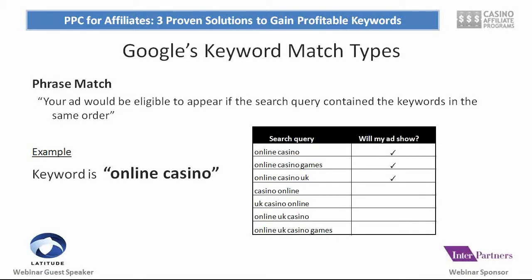The next match type is phrase match. So this is when your ad would be eligible to show should the search query contain the keywords in the same order. So again, taking that same keyword, online casino, but putting on phrase match, you can see now that our ad would only be eligible to show for the top 3 search queries, because those are the only 3 where online casino appears in that order. So you can have words before the keyword and words after it, but you can't have keywords in between. You also won't match to plurals and singulars as soon as you start selecting a phrase match.